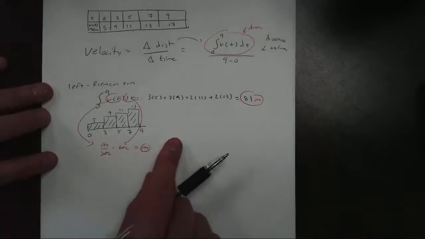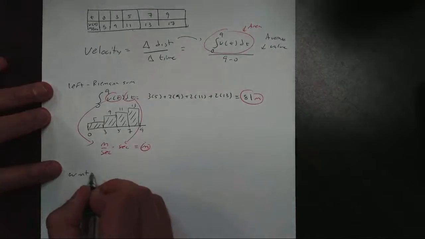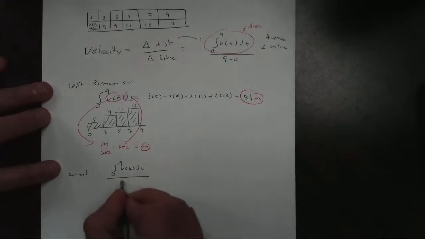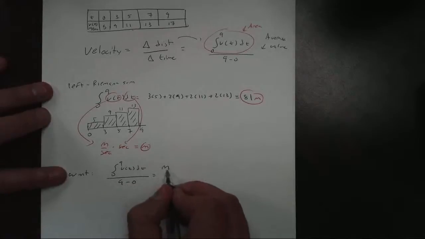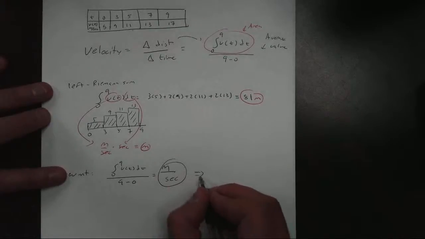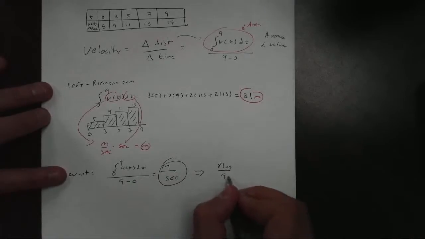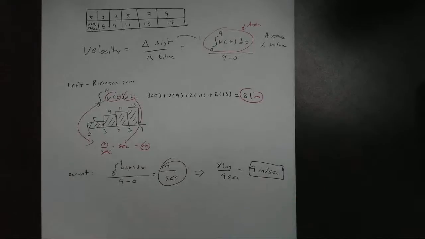Now, but we're not done, because remember, I had divided by my time. So what I really wanted was this. I want the antiderivative of 0 to 9, v of t dt, over 9 minus 0. And if I think of it in terms of units, remember, the top here is meters, the bottom's going to be in seconds, which will give me meters per second, an average velocity. So let's go ahead and calculate that. Well, we know that this one was already 81 meters, and this is 9 seconds, so we get an average velocity of 9 meters per second. Okay? And that's how average value works.